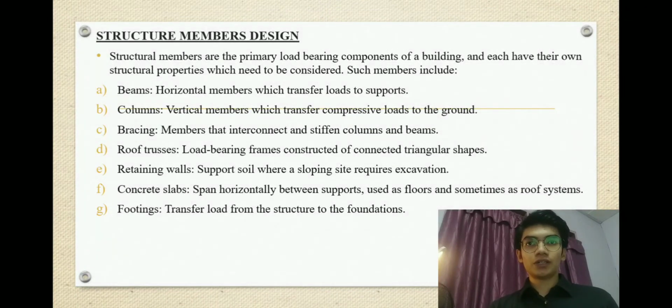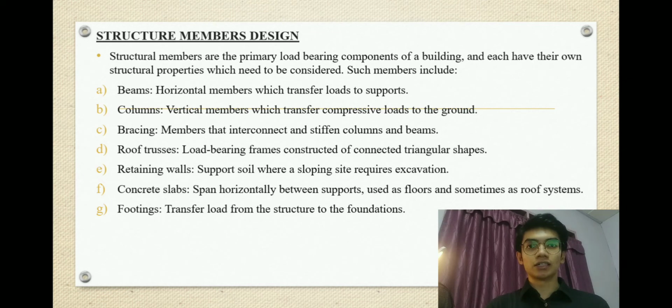Next, we go to the structural member design. Structural members are the primary load-bearing components of a building, and each of their own structural properties will need to be considered. Such members include A, beams: horizontal members which transfer load to supports. B is a column: vertical member which transfers compressive load to the ground. Next is C, bracing: members that interconnect and stiffen columns and beams.